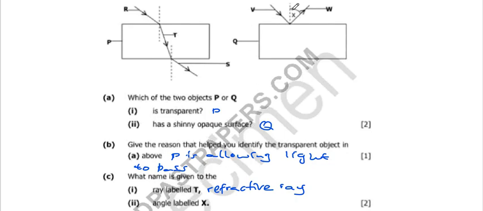Angle labeled X. X is over there. So here light is simply coming there and bouncing back. So this bouncing back is known as reflection. And this angle X is known as the angle of reflection.